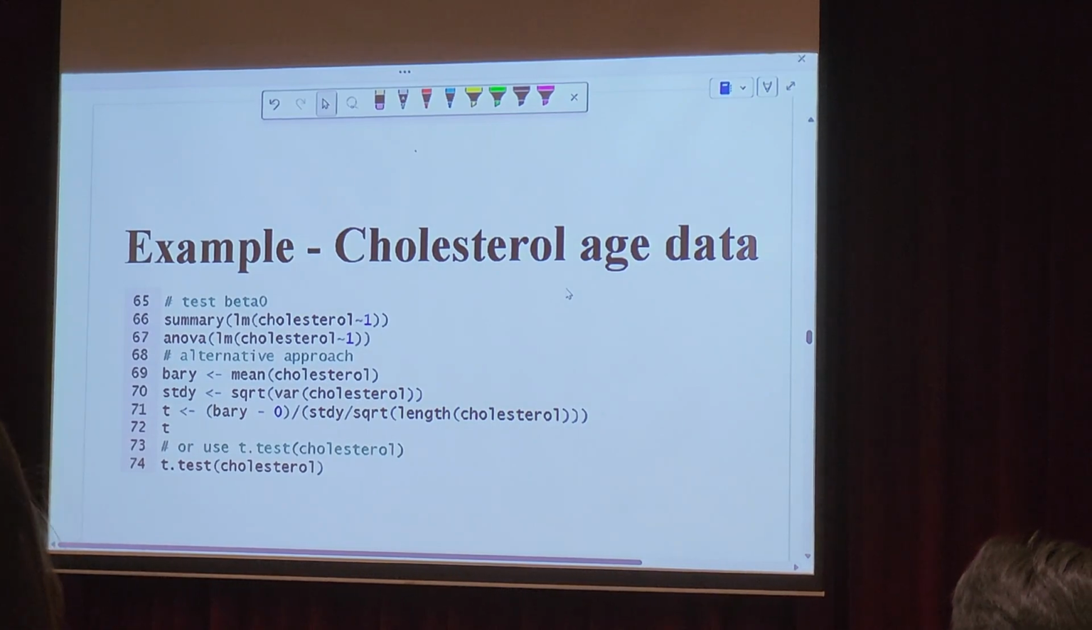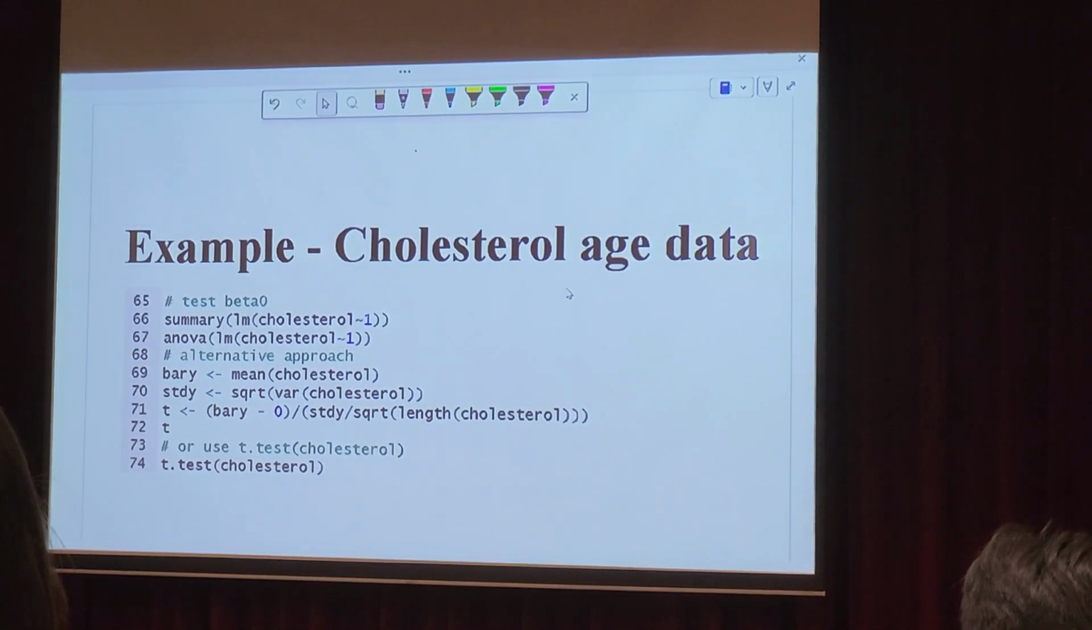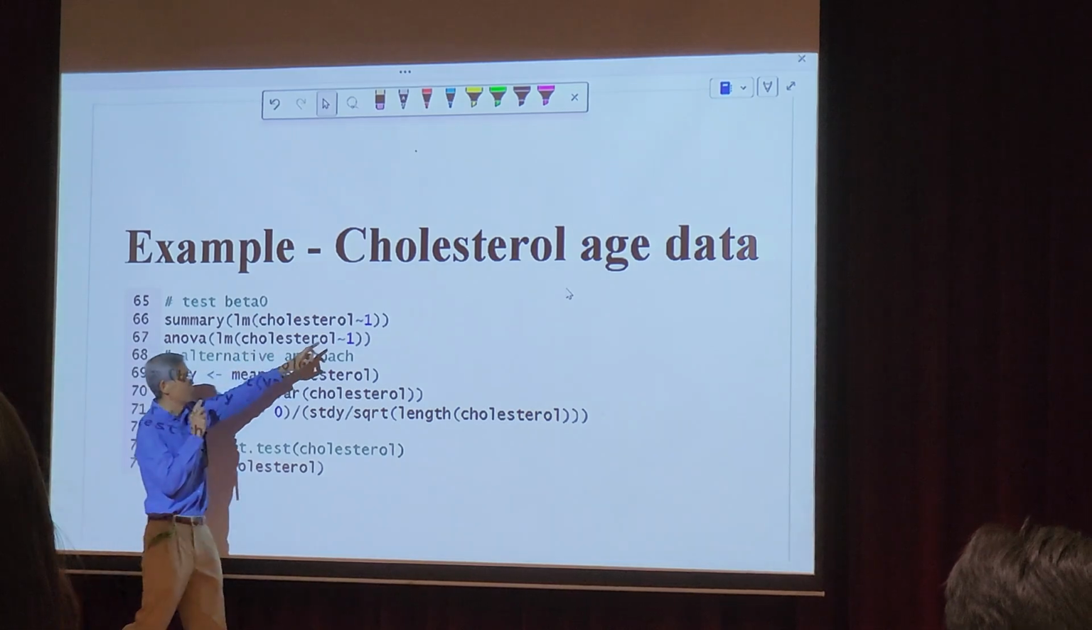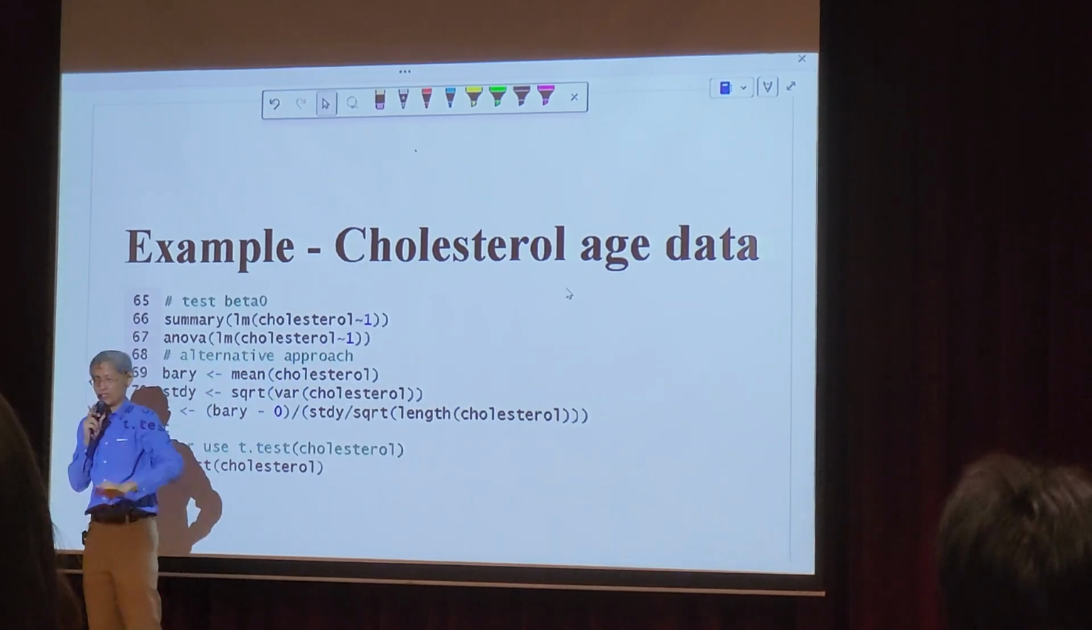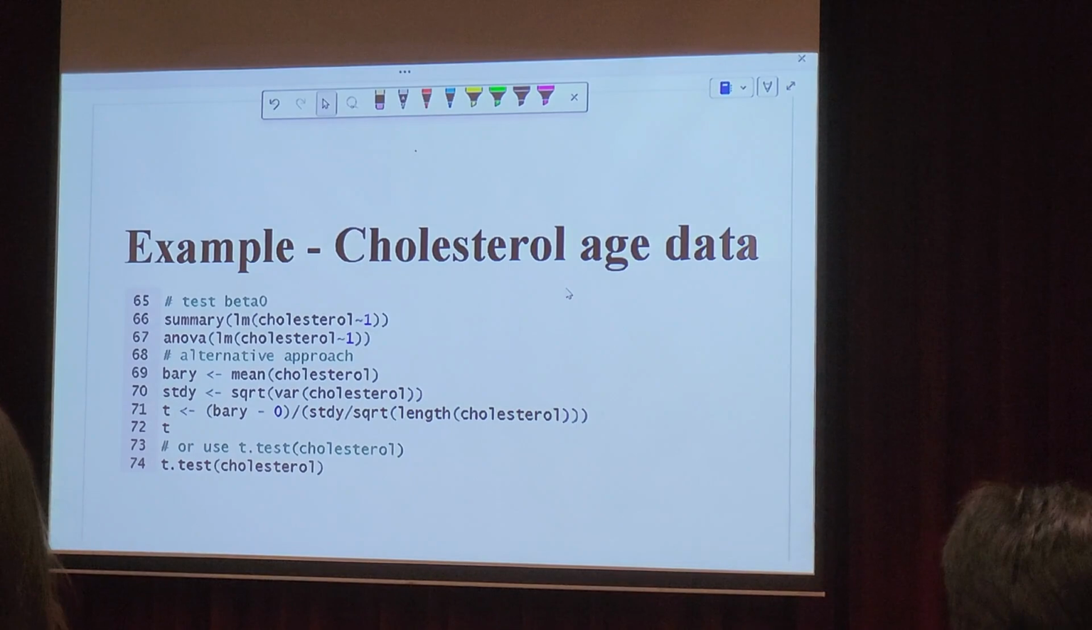So here is the cholesterol patient data. Remember, cholesterol level increases with the age of a person. And here, when I put a model without taking age into consideration, that means I'm just fitting y equal to beta naught plus alpha naught.